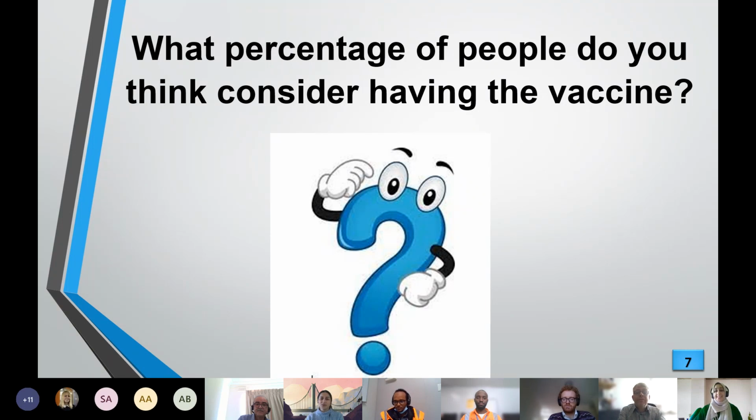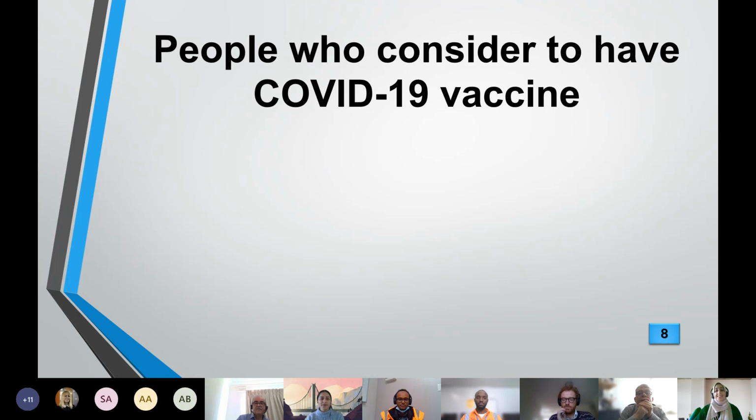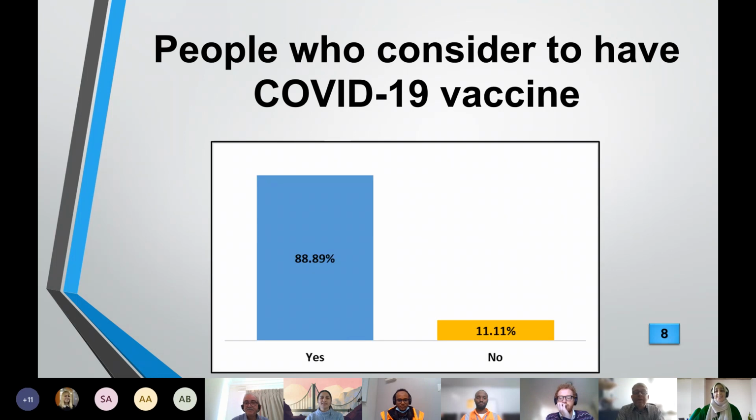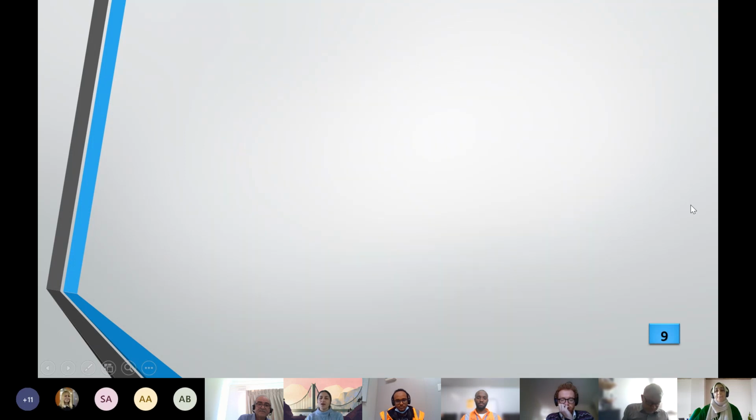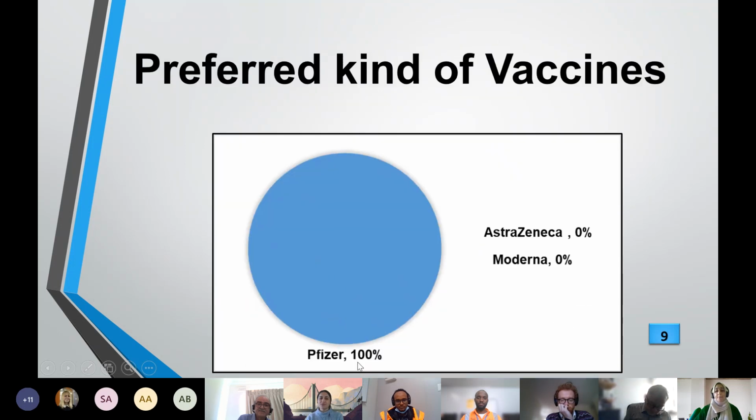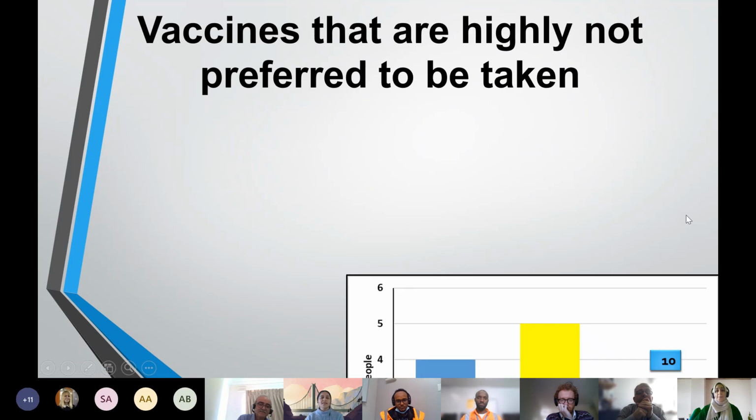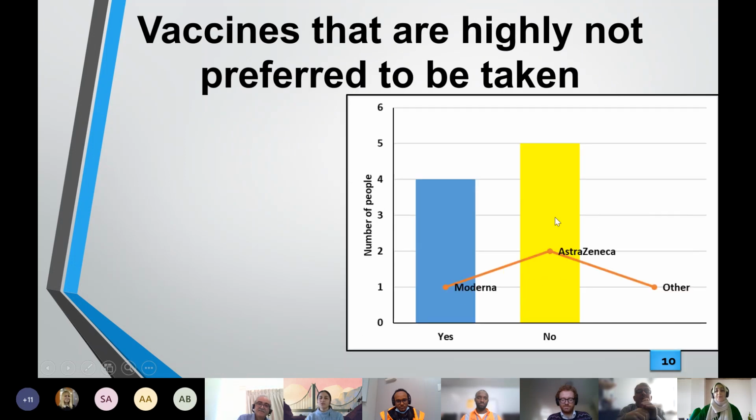Our results showed that 98% of the participants consider having the COVID-19 vaccine, whereas 11% would rather not have it. 100% of the participants preferred Pfizer, while no one wanted AstraZeneca or Moderna. However, the vaccine that is most strongly not preferred is AstraZeneca.